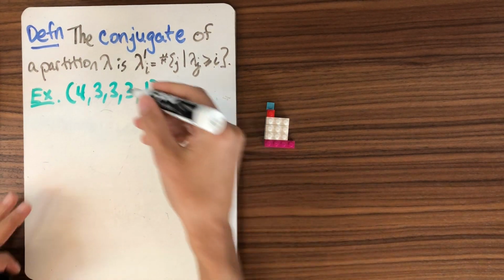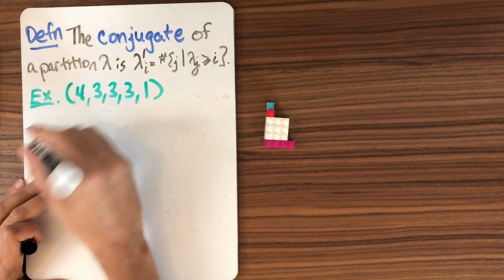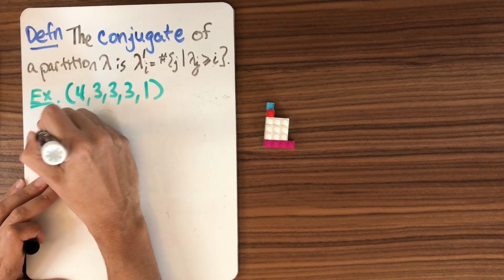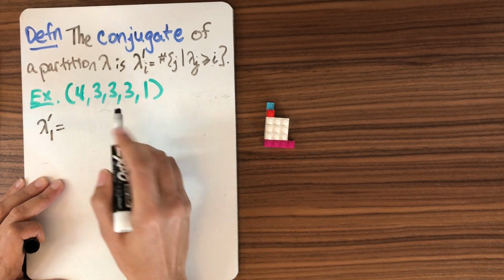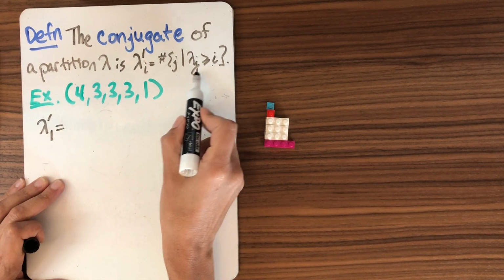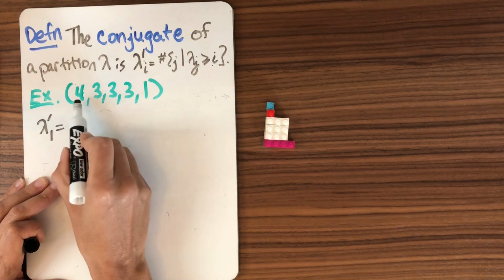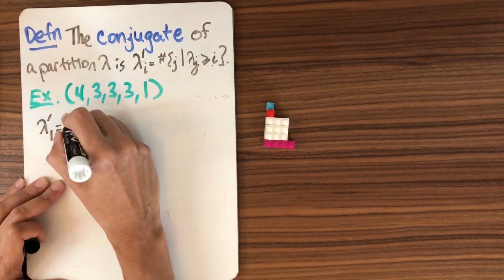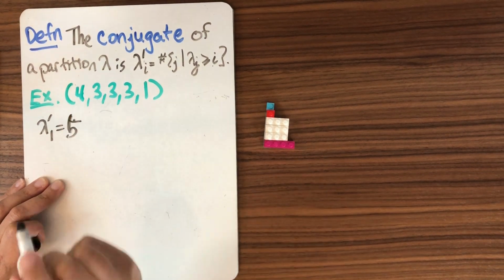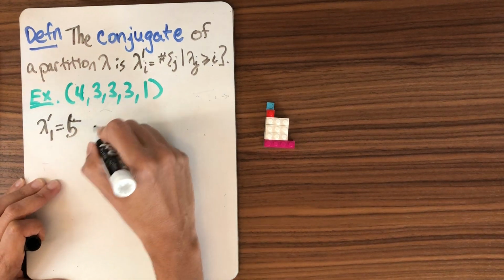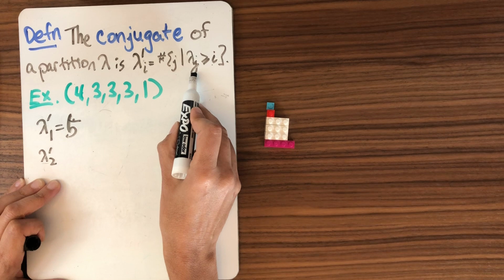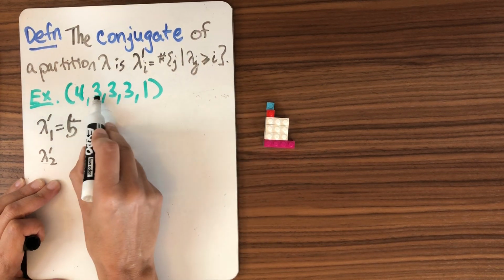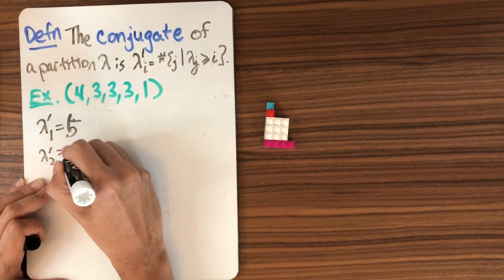So let's follow this definition and try to figure out what lambda prime is. What is lambda prime sub 1? Well, it's the number of lambda j's such that lambda j is at least 1: 1, 2, 3, 4, 5. It's 5. Okay, what is lambda prime sub 2? It's the number of lambda j's that are at least 2: 1, 2, 3, 4 are at least 2.